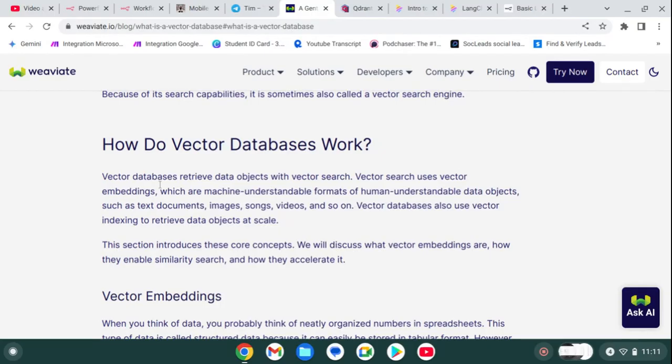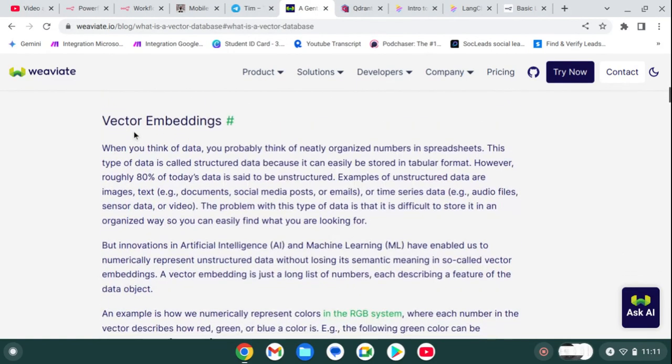When you use n8n to find a similar type of data, it can take a lot of time, but a vector database makes this a lot easier. It can convert a PDF into a machine understanding format of human understanding data objects. When you use the vector database to search, it searches in binary form and presents the result in text form. So here is the vector embedding.